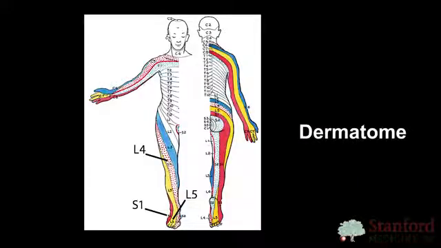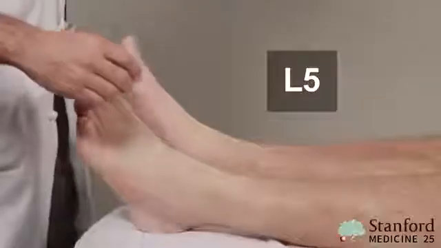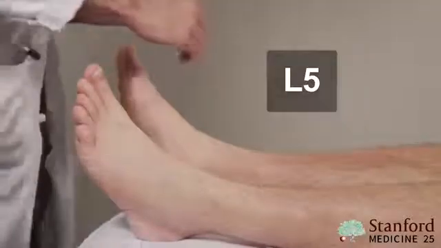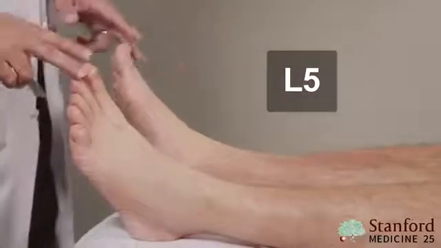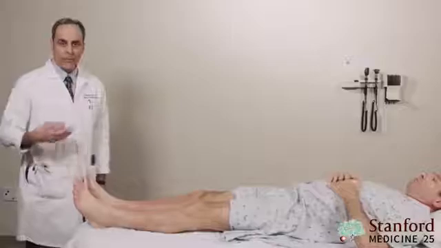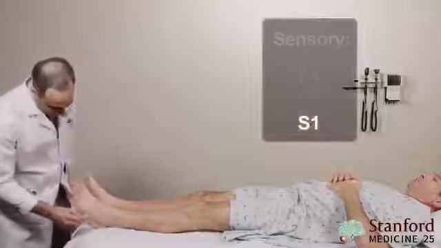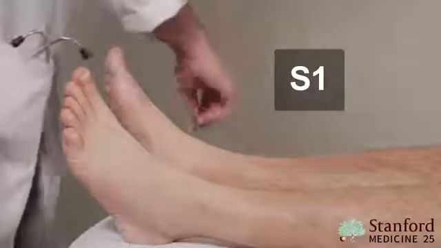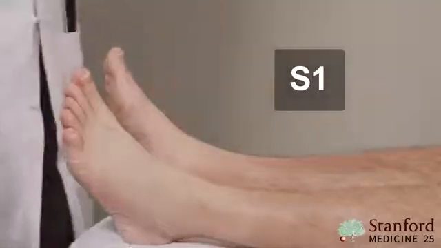Moving to L5, the space between the first and second toe. Again, looking for any discrepancy in the dermatome. Patient will describe numbness. And finally ending with S1, which is the lateral aspect of the foot.